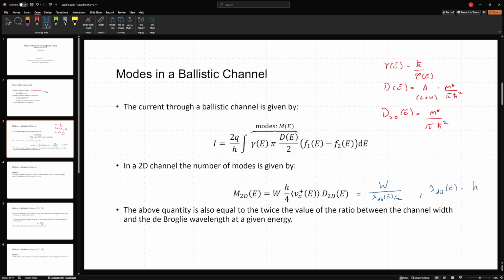is going to be h by square root of 2 m star E, because I know p squared upon 2m star, where m star is the effective mass, gives me the energy of the electron. So this is what I'm plugging over here. This is supposed to be h by p, and p I can write as square root of 2 m star E.